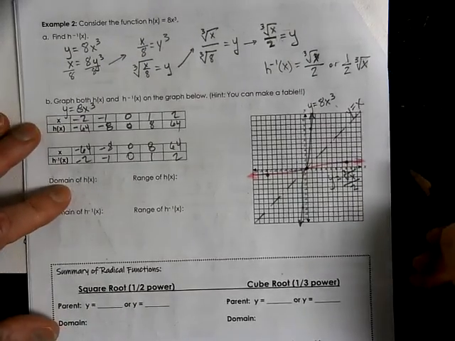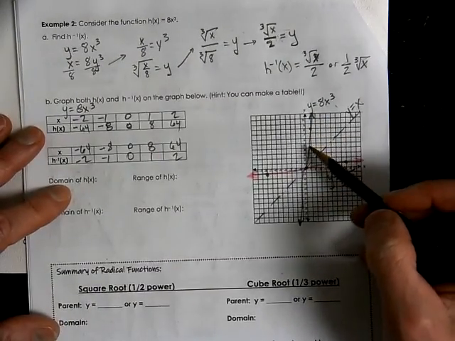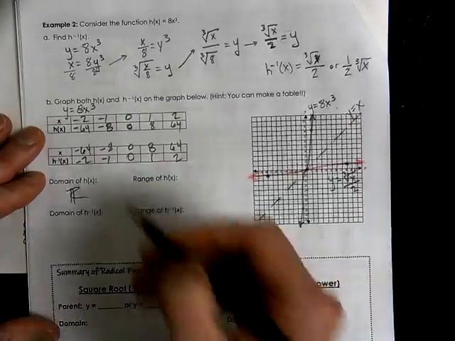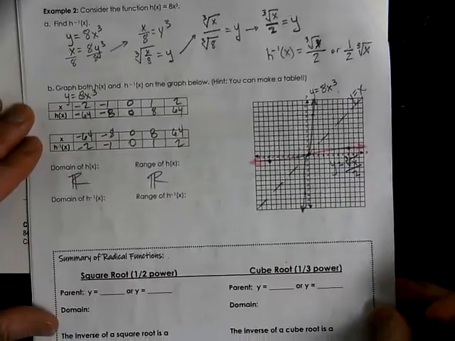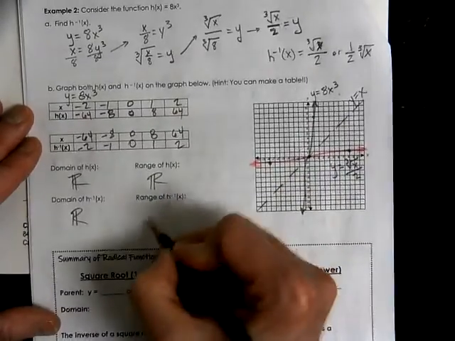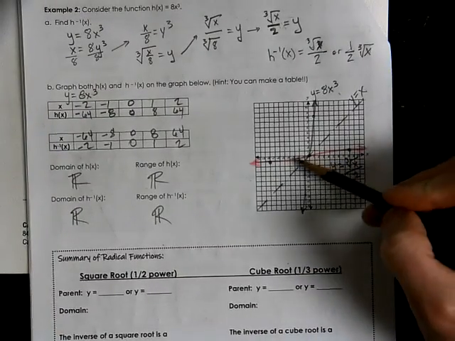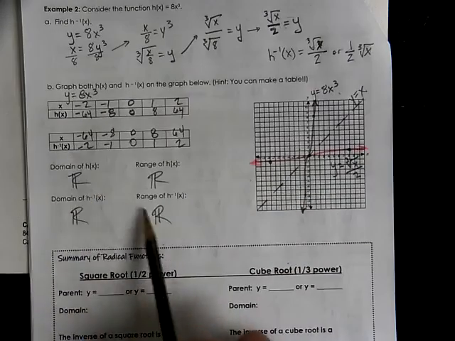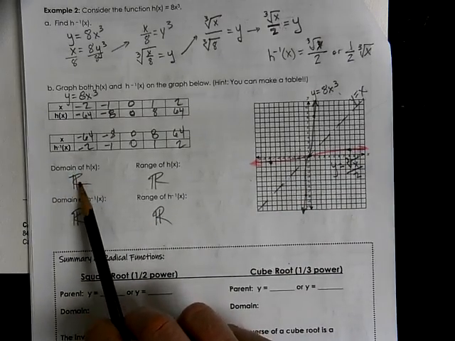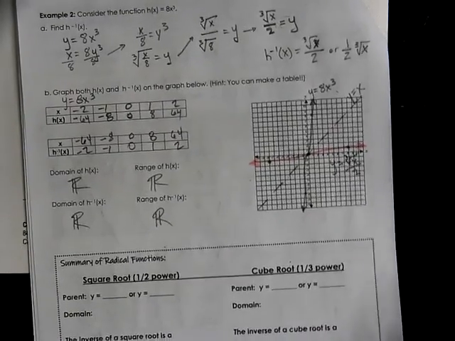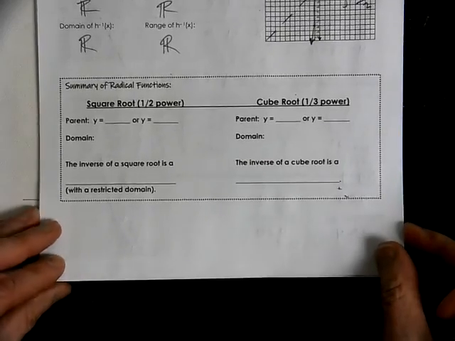The domain of the original graph, you could plug in any value of x, so it's all real numbers, and it's clearly going up forever, so it's all real numbers. Our domain of the inverse, it's clearly going to the side forever, and it's slowly but surely going lower or going higher. So again, the domain of the original function is the range of the inverse. So those are your two graphs. Let's take a look at our little summary.